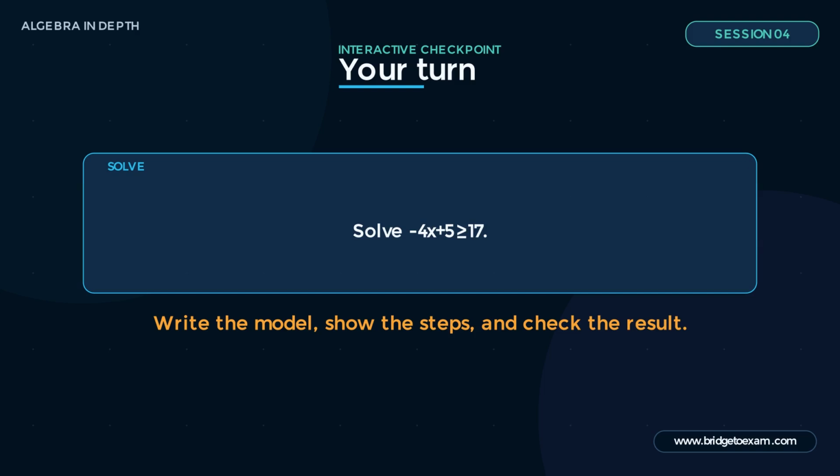Now it is your turn. Solve minus 4x plus 5 is greater than or equal to 17. Pause, write each algebra step, and use the next 6 seconds to finish your solution.